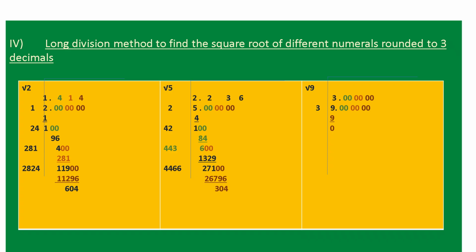The same method can be implemented to find the square root of 5 and 9. 9 being a perfect square, you don't have any decimal expansions here. It's just 3 times 3, which is equal to 9.